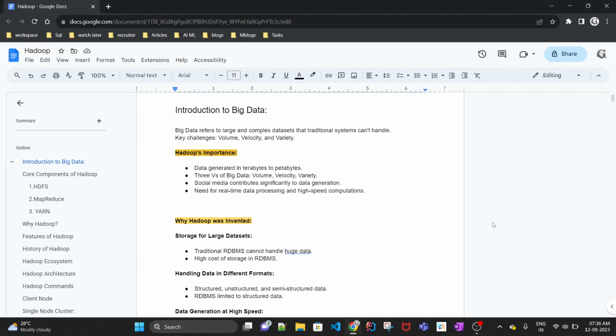Hello everyone. So let's start with the introduction to big data. So what is big data? Big data is basically what happens when organizations grow: they are generating more and more data.